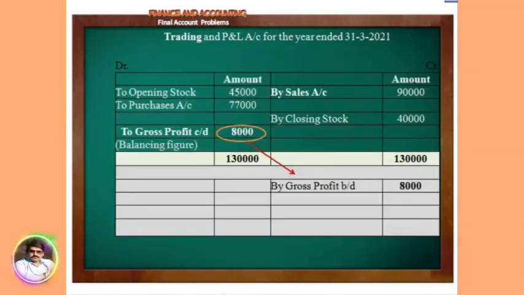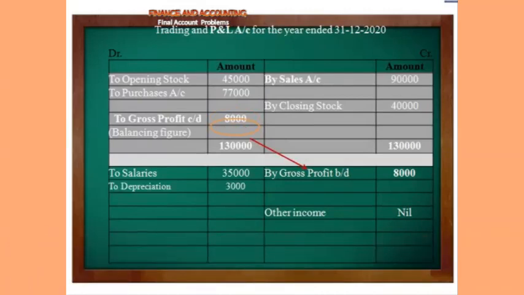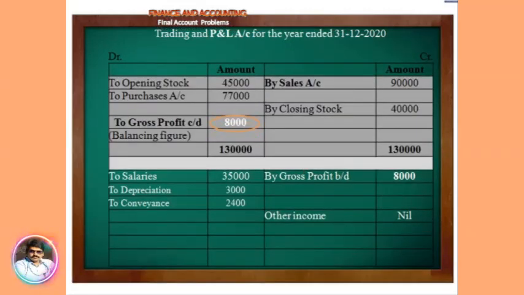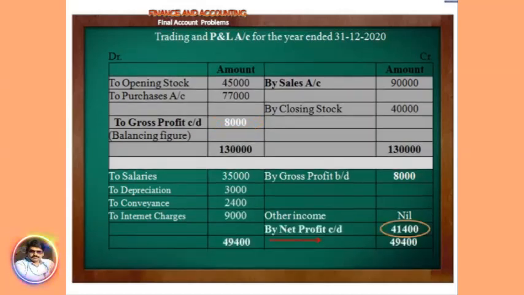So we have started profit loss account. So we have salaries 35,000 on the debit side, depreciation it's 3,000, conveyance debit side 1,400, then internet charges 9,000. Actually we have more expenses here compared to the incomes. Income is only one, gross profit 8,000. This problem will not have any other incomes. We have actually a loss. So loss of 41,400, which will be deducted from capital, where in the balance.